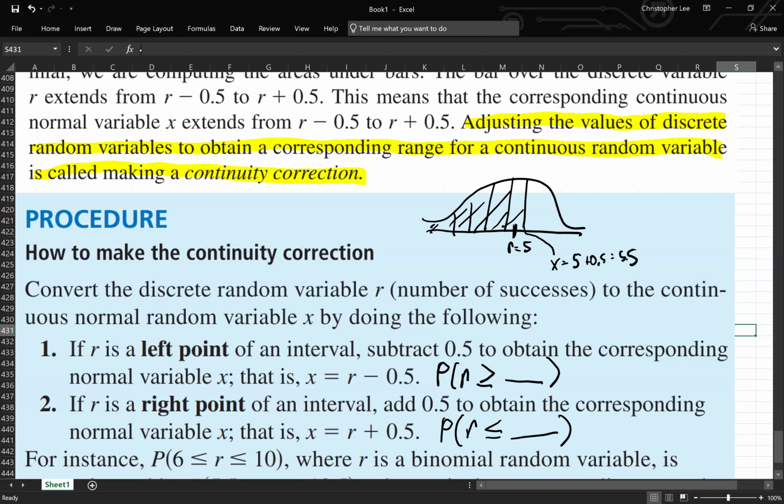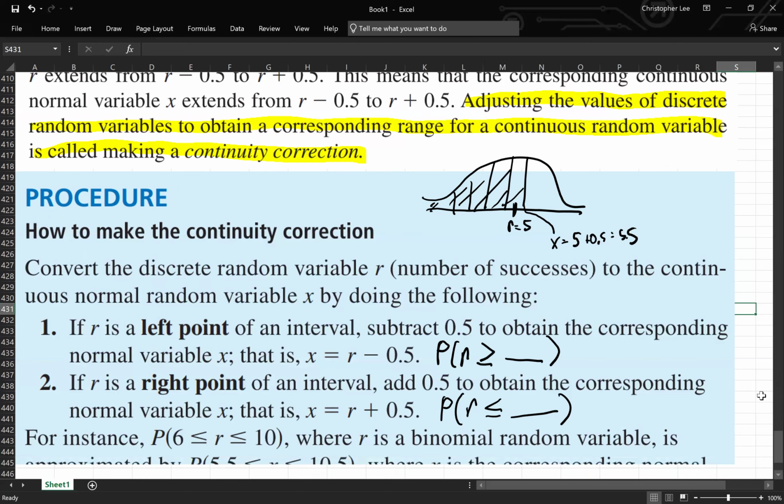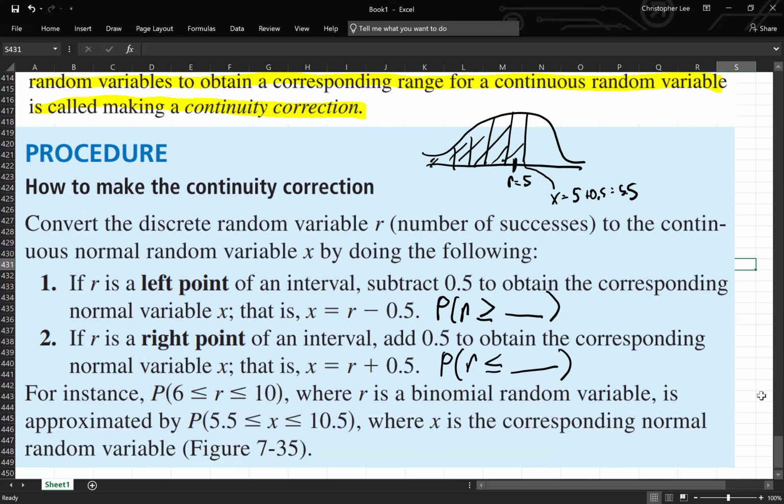R is going to be in that one. We get into that. But one more thing. For instance, if we have the probability of 6 less than or equal to R less than or equal to 10, so now we're in between two, where R is a binomial random variable, it is approximated by 5.5 less than or equal to X, and X less than or equal to 10.5, where X is the corresponding normal random variable.